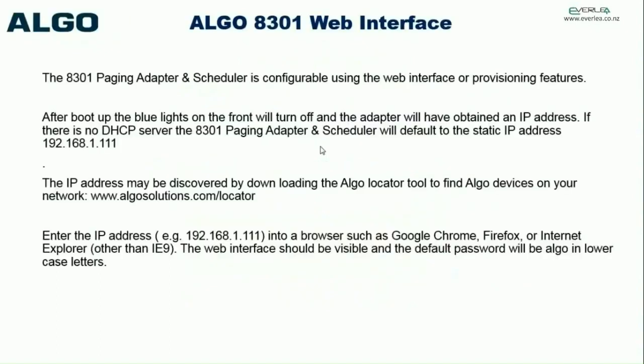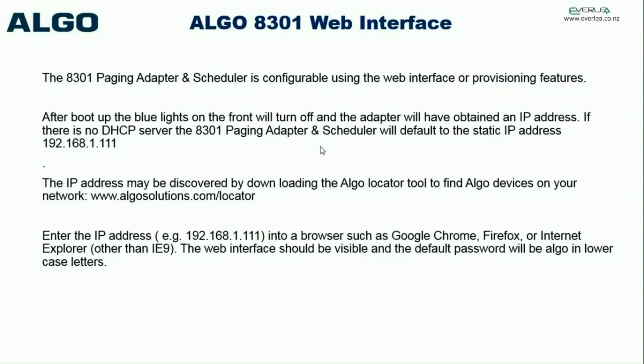The web interface, how to program this beast. Everything about the 8301 is programmed via its browser. After you boot up the 8301, the blue lights in the front will turn off, and the adapter would have got itself an IP address from the DHCP if it had one. If it doesn't have one, after the boot up, with no DHCP, its default IP will always be 192.168.1.111.